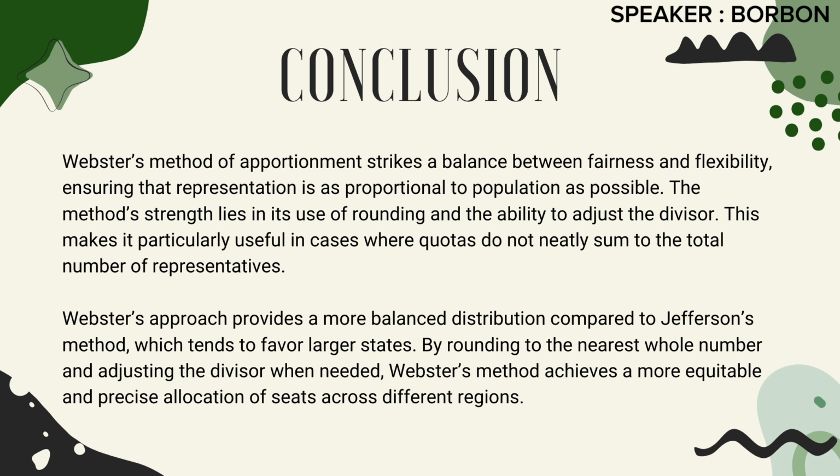Webster's approach provides a more balanced distribution compared to Jefferson's method, which tends to favor large states. By rounding to the nearest whole number and adjusting the divisor when needed, Webster's method achieves a more equitable and precise allocation of seats across different regions. In short, Webster's method achieves a more balanced seat distribution than Jefferson's, which favors larger states. It ensures a fairer allocation across regions.